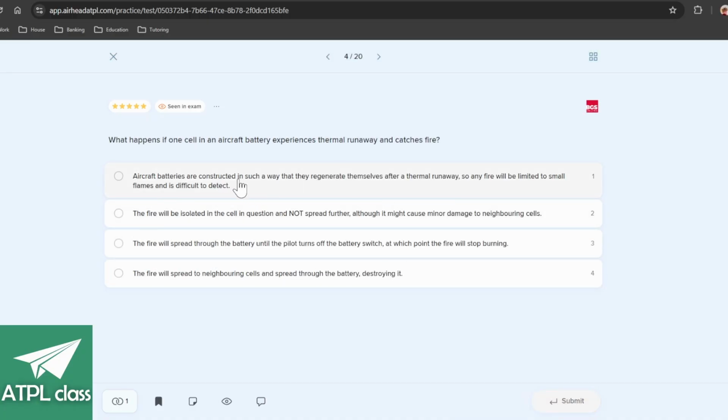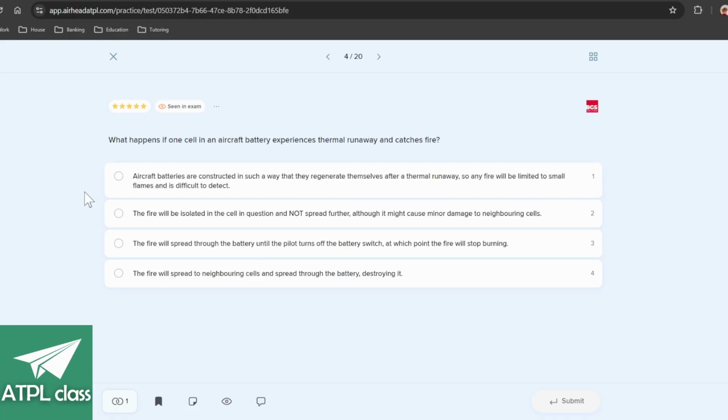Question 4 then, what happens if one cell in an aircraft battery experiences thermal runaway and catches fire? So this is basically going to ruin the battery, because if one cell's on fire, it's not going to be good. But anyway, aircraft batteries are constructed in such a way that they regenerate themselves after a thermal runaway. What? So any fire will be limited to small flames and difficult to detect. They regenerate themselves, do they?